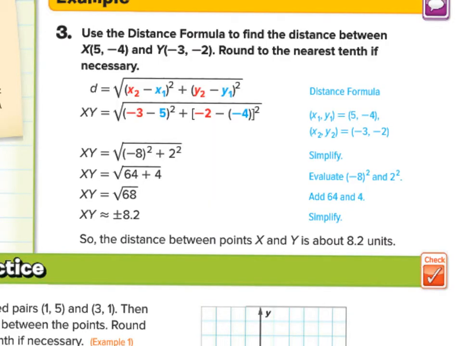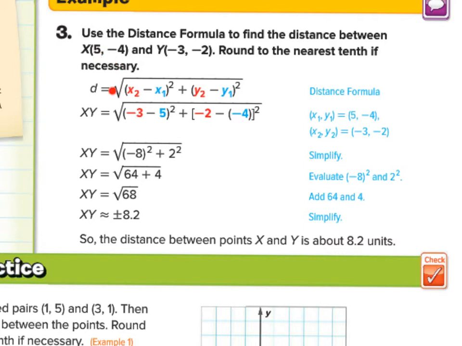Example 3. Use the distance formula to find the distance between our x and our y, rounded to the nearest tenth. Now, this is not our x-coordinate, this is our point x on the graph and our point y on the graph, and we want to find the distance between the two.